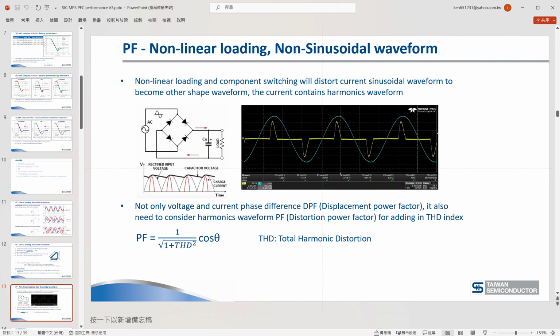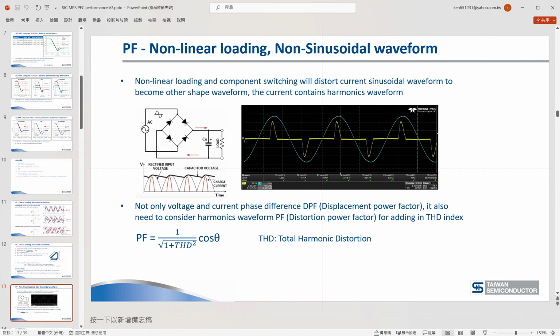The second condition: if the loading is nonlinear, the input waveform is not sinusoidal. Like this circuit, a bridge with a loading of a capacitor and a resistance. When we input the voltage waveform like this green line, we get an input current like this yellow line. So this current waveform is distorted. It's not sinusoidal. It contains many harmonic waveforms.